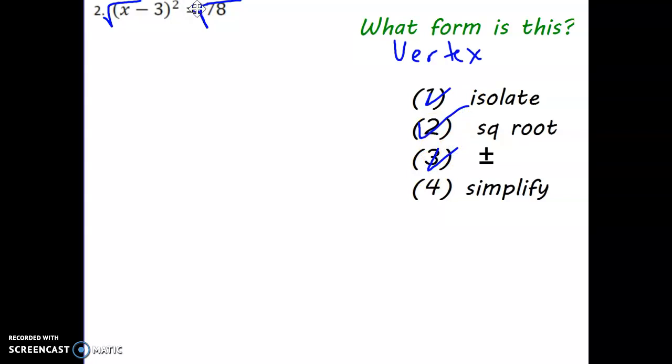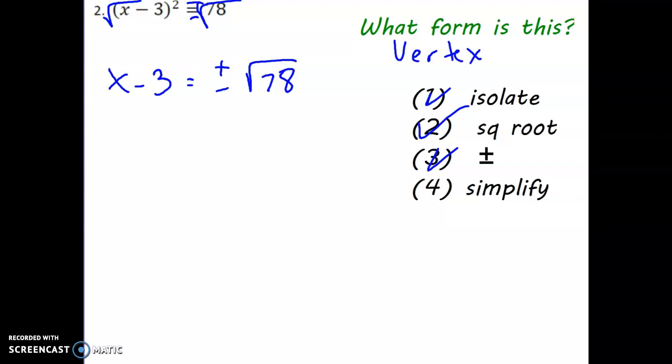And when I do that, I need to remember to write my plus and minus, kind of running out of room up there at the top of the screen. So on the left-hand side, squared and square root are opposites. They cancel each other out. And on the right-hand side, plus and minus square root of 78.